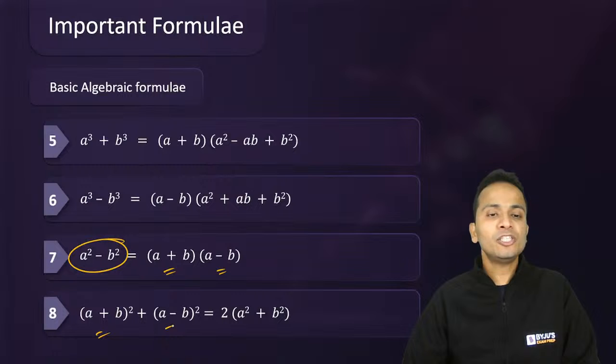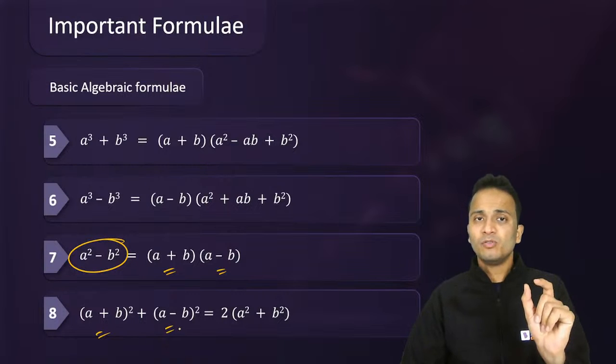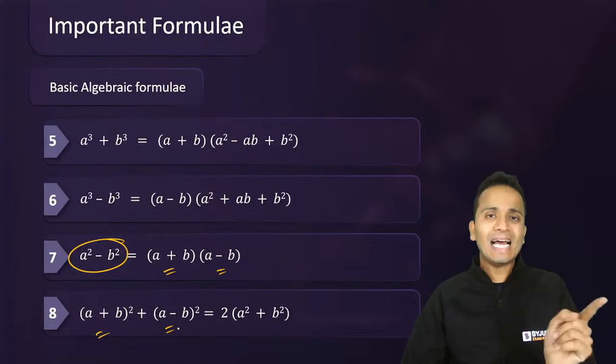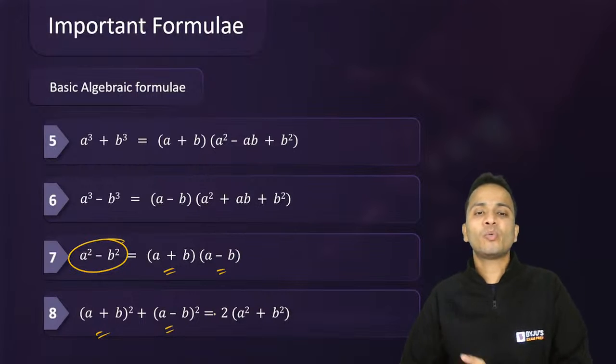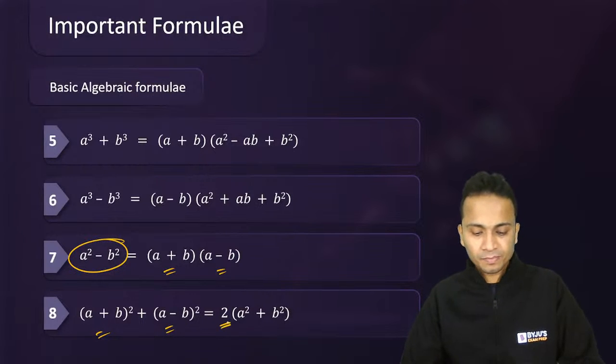Okay, then next is (a+b)² + (a−b)². If we add these two, then the term 2ab will get cancelled, and a² + b² will appear twice.